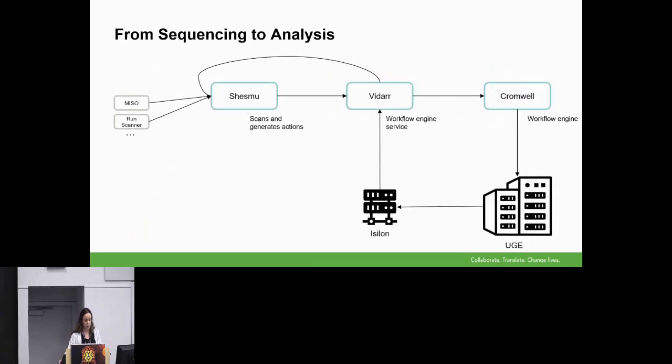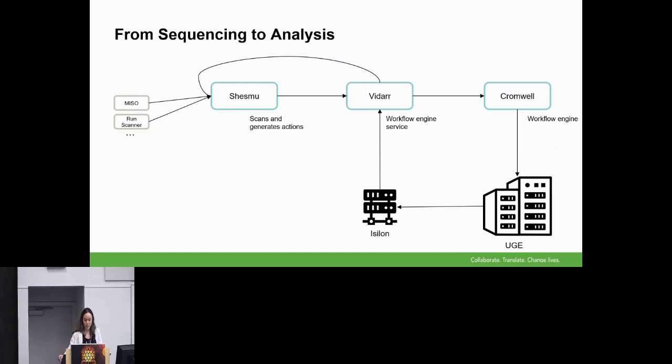So we have MISO and Run Scanner, which talk to GESMU, which is an automation system for pipeline operations that was developed in-house. It scans the systems for a list of files that have been produced and uses decision action blocks to decide what actions should be run. So in this case, an action would be launching a workflow. And GESMU works with BiC, which is our workflow engine service that allows us to track output files and metadata about them.